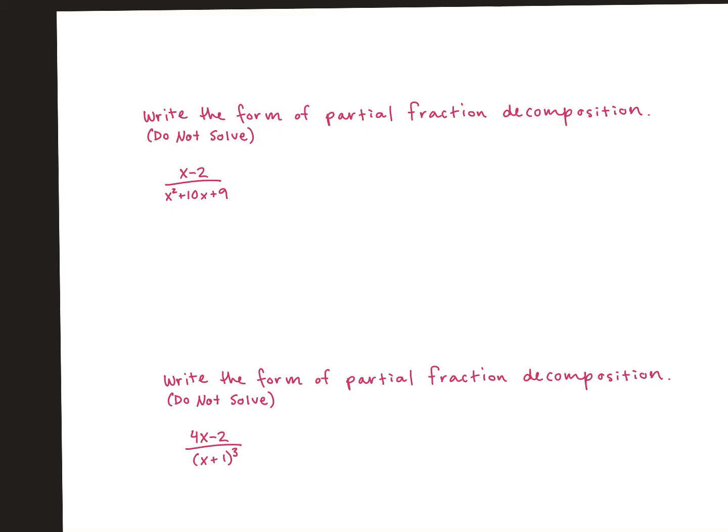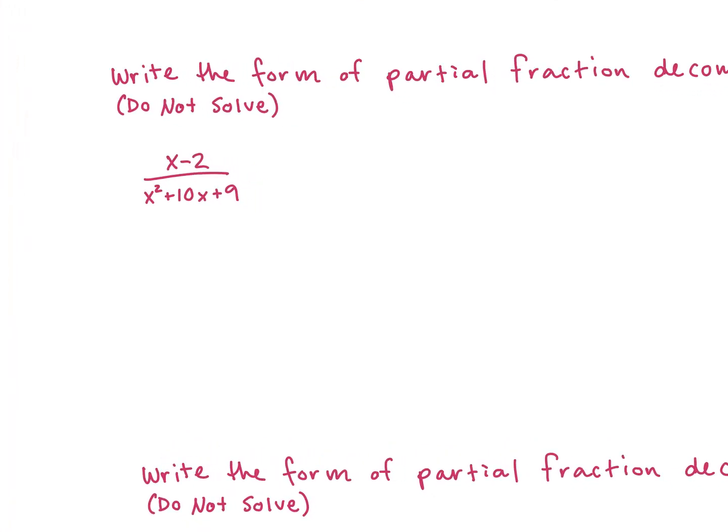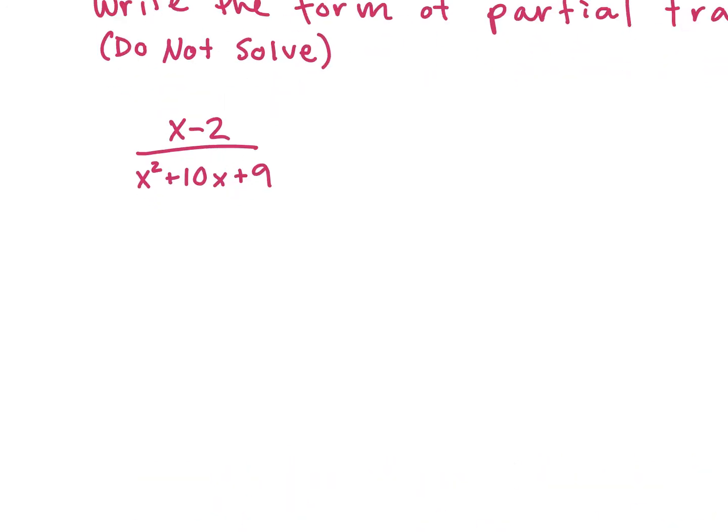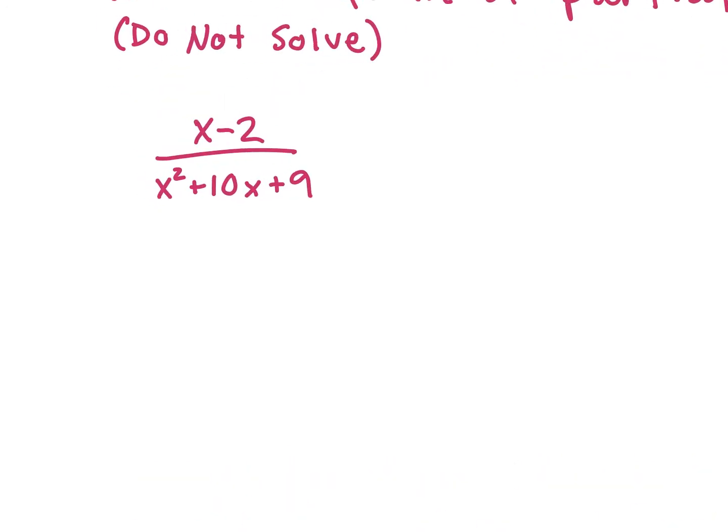But this is the second part of our partial decomposition, right? If it says to write the form of partial fraction decomposition but don't solve, the only thing they want you to do is write out your little pieces of your fractions with your numerators, A, B, C, whatever. So the first thing we're going to do in this case here is to factor the denominator.